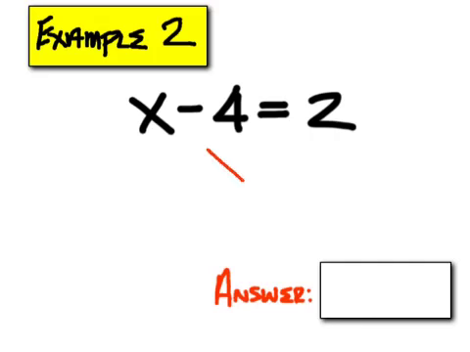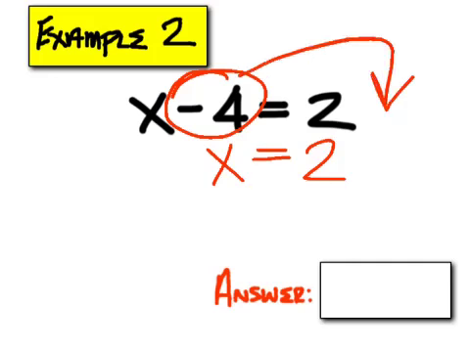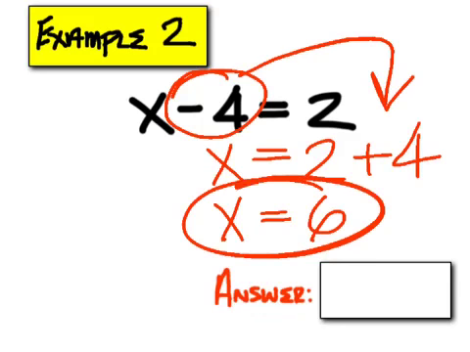Example number 2. Keep your x on the left, keep your number on the right, but this minus 4 must go to the right and become plus 4. 2 plus 4 is 6.